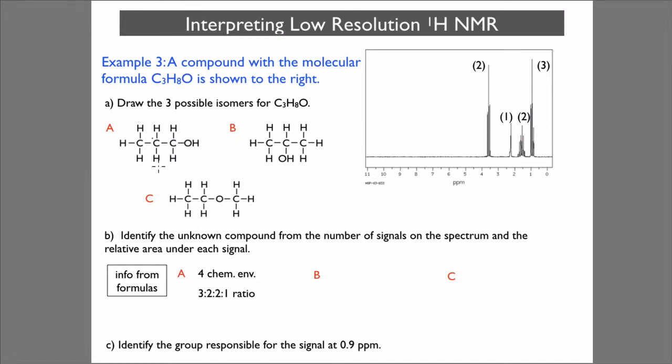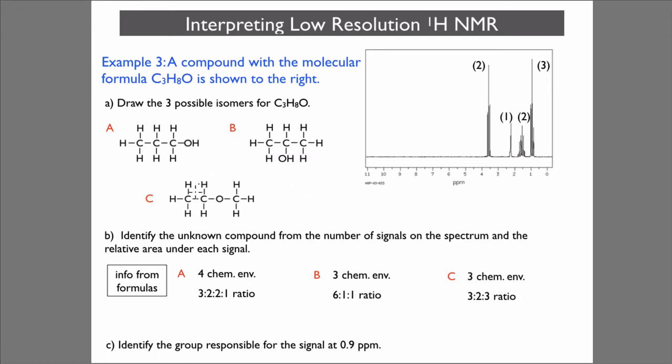First of all, A has 1, 2, 3, 4 chemical environments for hydrogen: the hydroxyl group, the CH2 on carbon 1, the CH2 on carbon 2, and the methyl group. And it's a 3 hydrogen, 2 hydrogen, 2 hydrogen, 1 hydrogen ratio. Here we've got this methyl group, which is identical to this methyl group, so there's 6 hydrogens altogether in one environment. We've got this 1 hydrogen on this central carbon and the hydroxyl hydrogen. So 3 different environments with a 6-1-1 ratio.